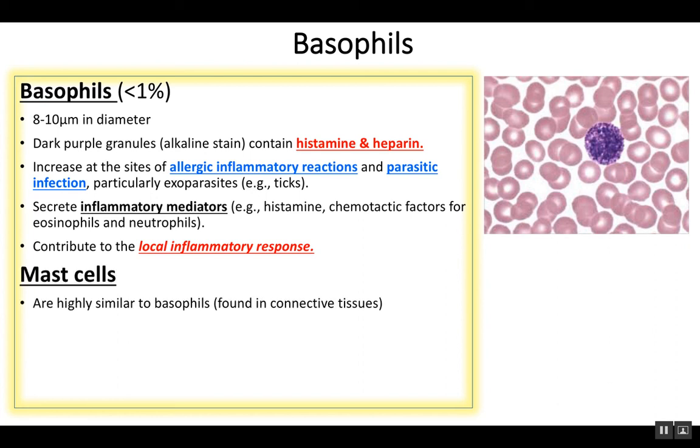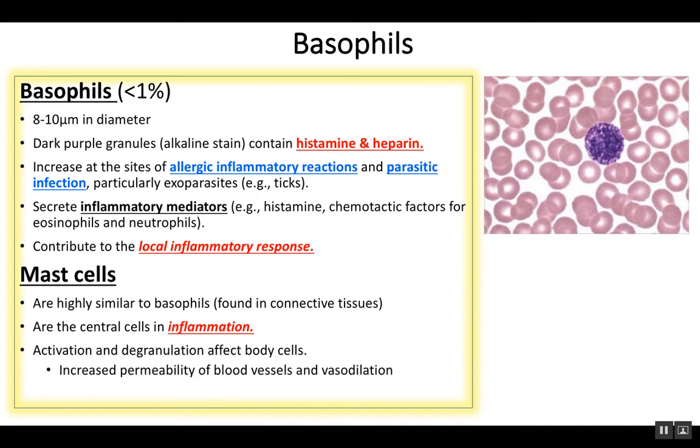In some tissues, there's a cell very similar to a basophil called a mast cell. Mast cells are resident cells, meaning they stay in a certain tissue. They don't circulate in the bloodstream. But mast cells are very similar in that they play a central role in inflammation by producing histamine and heparin.